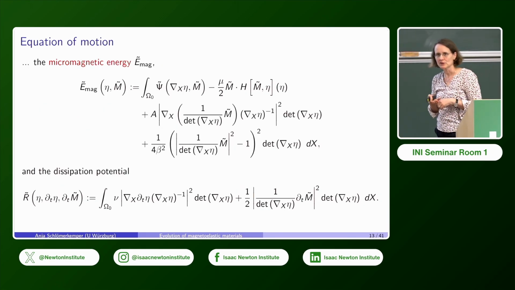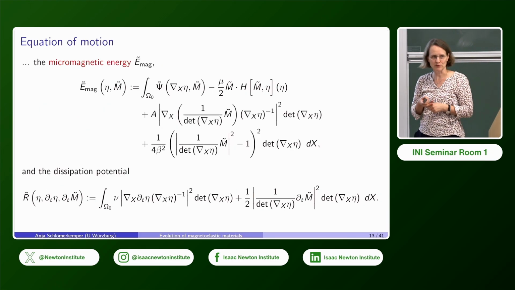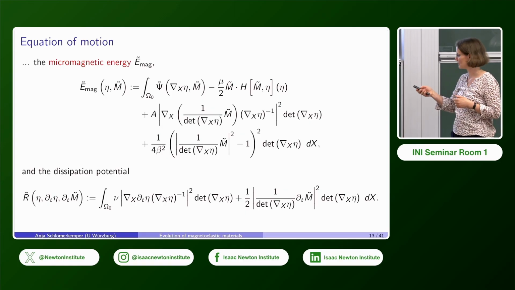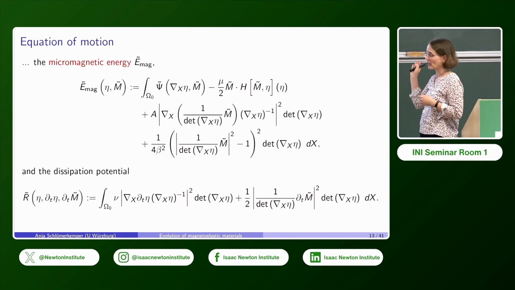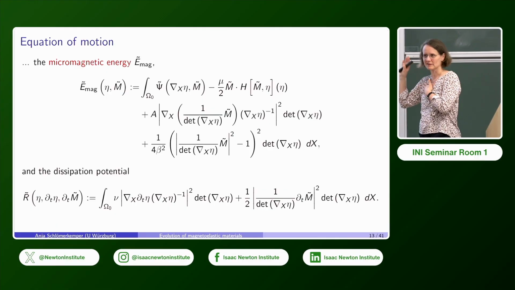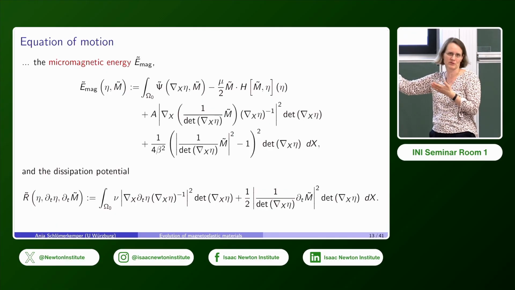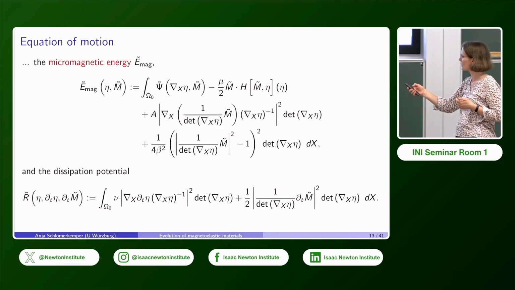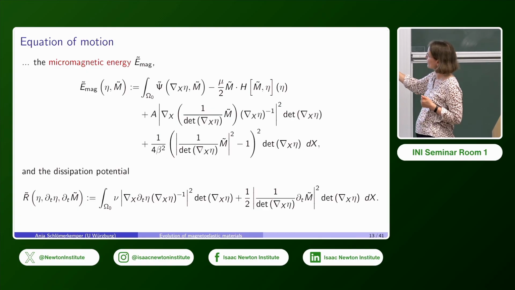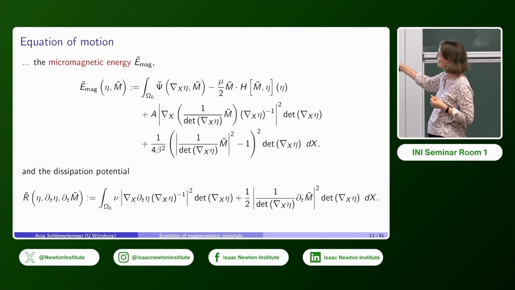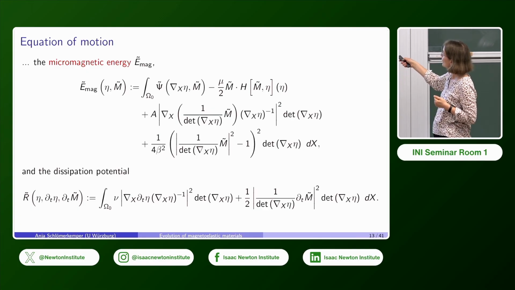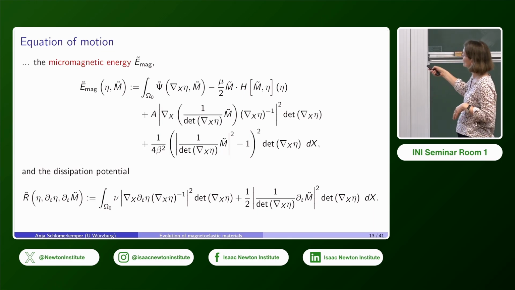The magnetic part of the energy is just coming from micromagnetics, and I already mentioned some terms of this. But now everything looks a bit more complicated. This is just because I pulled everything back to the reference configuration. But in the end, it's the same thing as before. We have the anisotropy part of the energy. We have the stray field part of the energy. This is just like the exchange energy, gradient of the magnetization, just pulled back to the reference configuration.